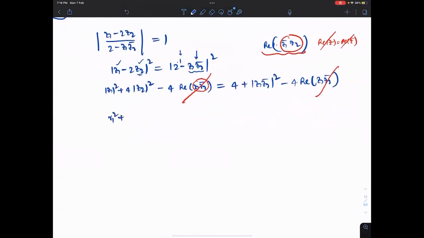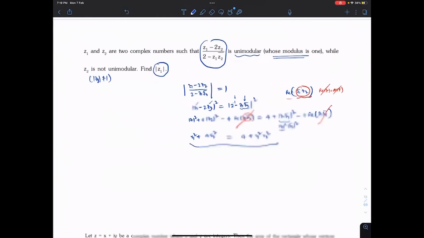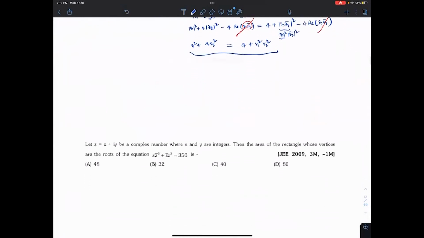R1 square plus 4 times R2 square is equal to 4 plus, what is this one? This is mod Z1 square, mod Z2 bar square. Now this is R1 square only. Mod Z2 bar or mod Z2, both are the same only, R2 square. So if you factorize this, you will get mod Z1. Okay, that is R1. You will get it.